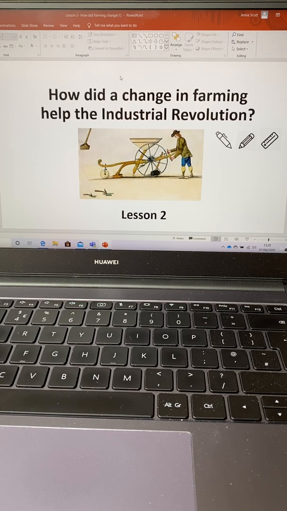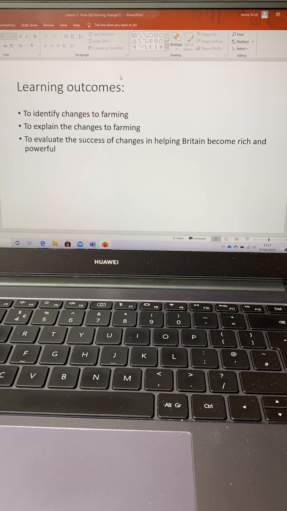Last lesson you looked at the concept of the Industrial Revolution. You understood that it was a big dramatic change, lots of changes to do with things like technology and where people lived, what jobs people had, and also to do with obviously the change in farming. So specifically for today's lesson, we're asking you to identify some changes to farming. So how does it change? To explain the changes, to try and think about why they would have those changes. And then to evaluate the success of the changes in helping Britain become rich and powerful. So out of the changes, which change was really, really important?